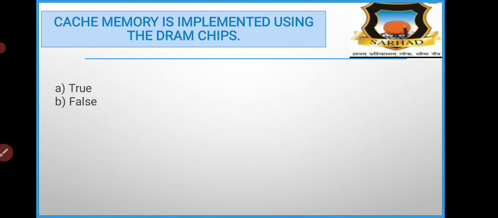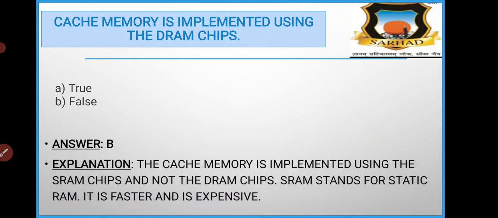Now question number 27. Cache memory is implemented using dynamic RAM chips. Is it true or false? So the correct answer is option B, it is false, because the cache memory is implemented using static chips and not dynamic chips. Static RAM is faster and more expensive. So the cache memory is implemented by using SRAM, not DRAM. That's why option B is correct.